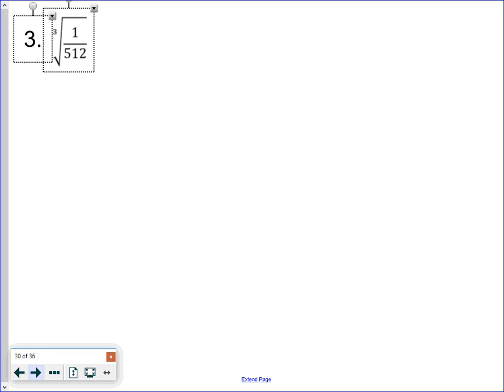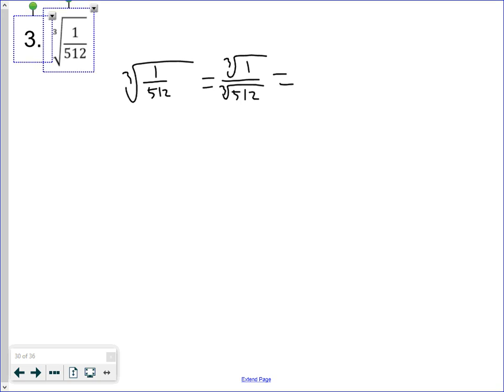So let's go on to number 3. On number 3, we have the cube root of 1 over 512. So the cube root of 1 all over 512. We can distribute this to say the cube root of 1 all over the cube root of 512. And once we distribute the cube root to the top and to the bottom, the cube root of 1 is just 1. The cube root of 512 is going to be 8. So our answer is 1 all over 8.